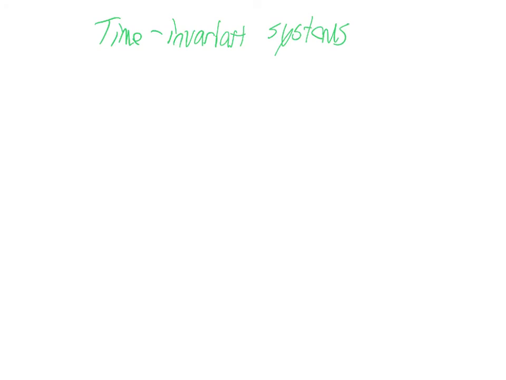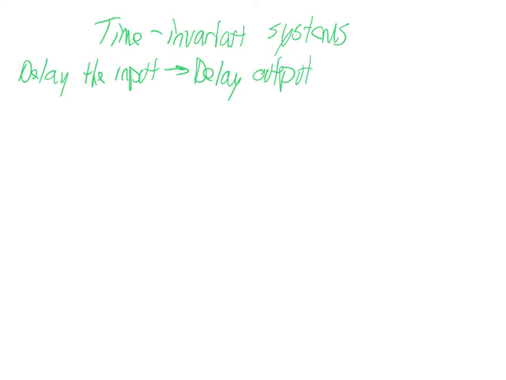A time invariant system means if I delay the input, then I will delay the output by the same amount, but I will not otherwise change the output.